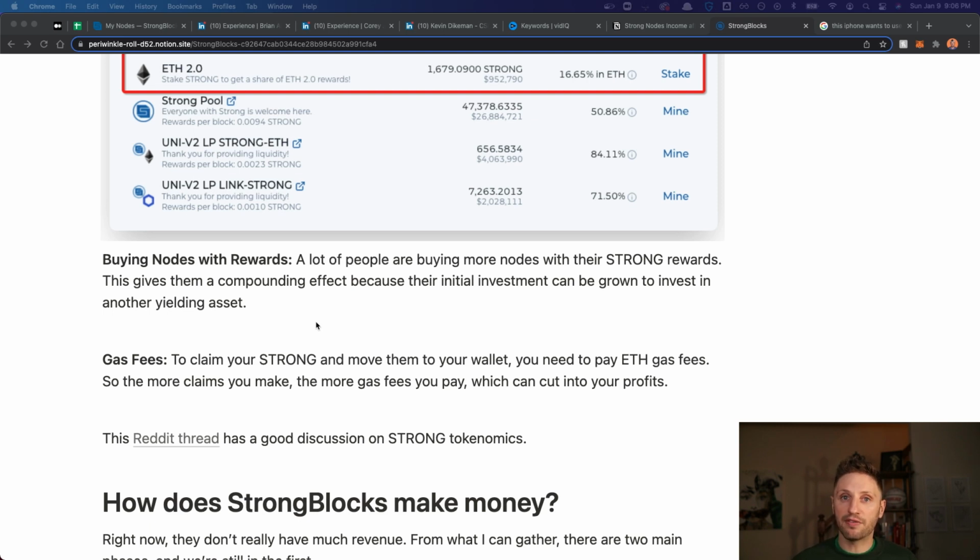Obviously, this can cut into your profits, so you might not be claiming your rewards that often. By not claiming your rewards, you're keeping them in the protocol, which means, again, you're not selling them.